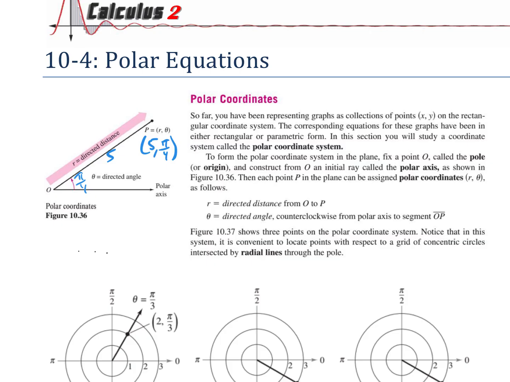Again, we call this the pole. Actually, I'm sorry, the pole is where the origin is, the O here. And the polar axis is the positive x-axis there. So the polar coordinates always are made of r and theta.